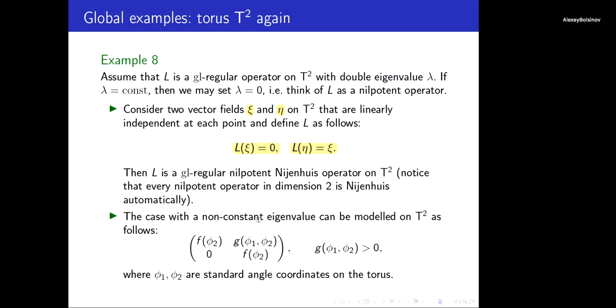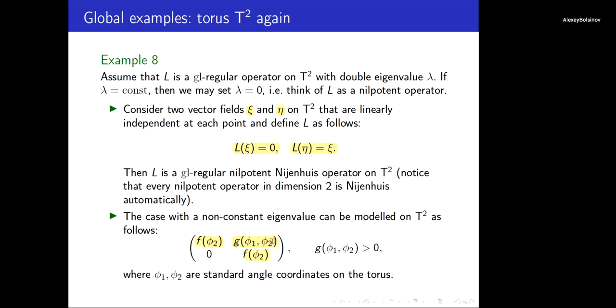Here is a Jordan block with constant eigenvalue, but it is not necessarily constant. So here is an example where it is not constant, but some function which depends on phi 2. It's more or less canonical form, except for the fact that this function g of phi 1 and phi 2 is not equal to 1. It can be equal to 1, it's fine. But in general, it is not constant, and locally you can make it constant, but globally it's difficult. So, on the torus, you can construct examples.